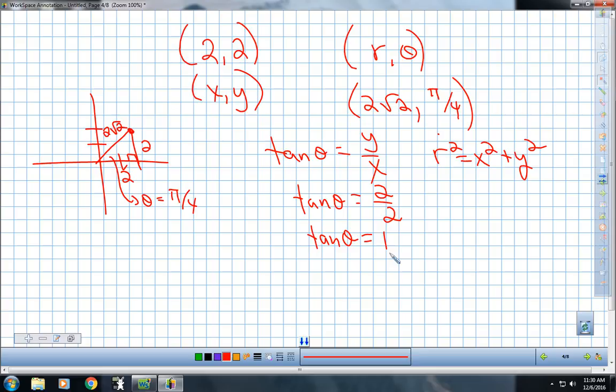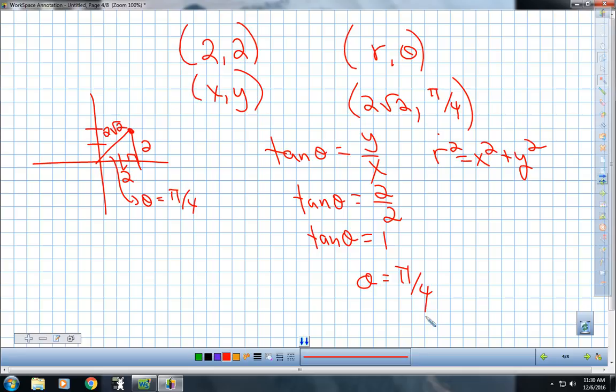I would keep it in degrees when I was doing this. You'd get 45 degrees, which we know is pi over 4. If you keep it in radians, you're going to get pi over 4 as a nasty decimal, and you won't recognize it. So I would use degrees on my calculator to get that.